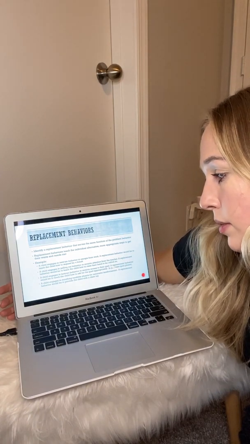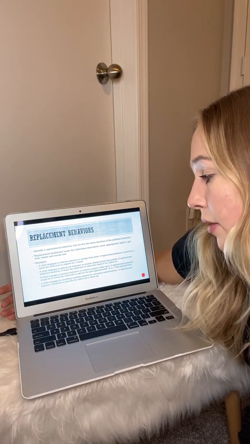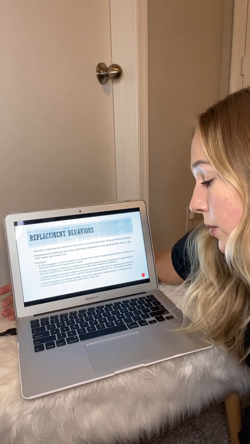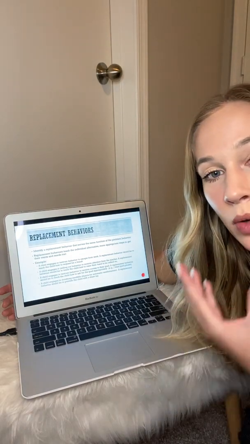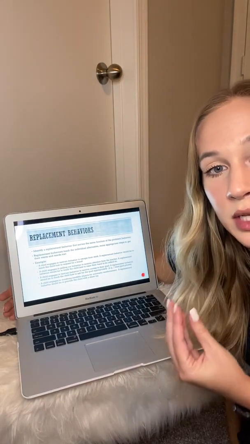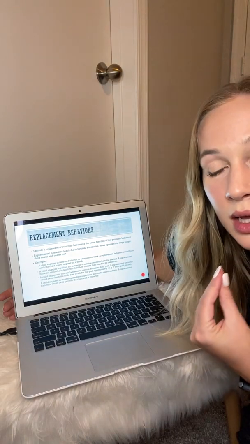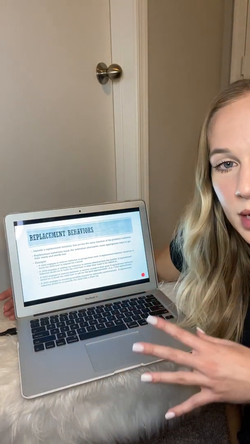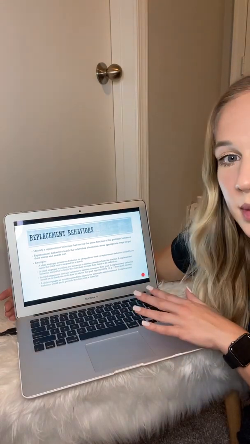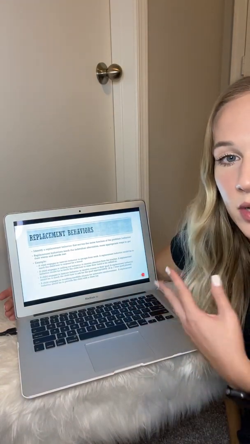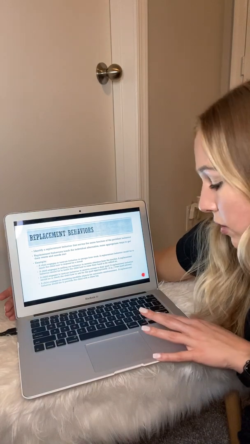Or the last one would be a child engages in mouthing inedible objects for automatic reinforcement. So a replacement behavior would be to provide the child with a chew toy, because that chew toy is going to give them the same sensory input that they're seeking by mouthing all the inedible objects. So that would all be replacement behavior examples that would serve the same function as the problem behavior.